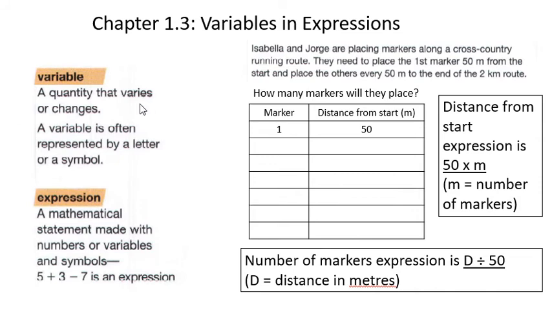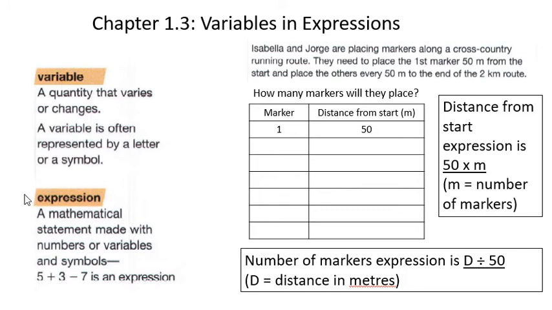Here are a couple of definitions you're going to have to use. You know that the word vary means just something that might change. So, for example, the temperature every day varies. So it's not the same every day. It could be 12 degrees, it could be 31 degrees. We know that the temperature changes throughout the day. Variable is defined here: a quantity that varies or changes. A variable is often represented by a letter or a symbol. So it's a number that can change.